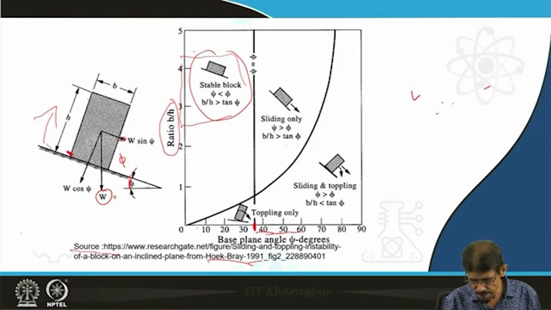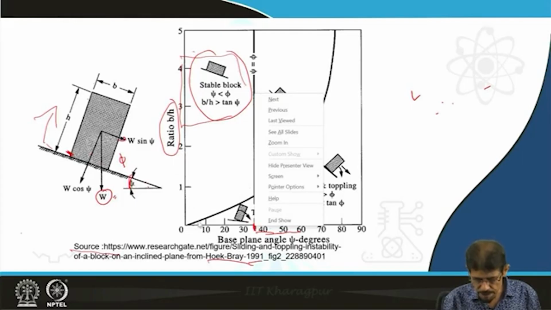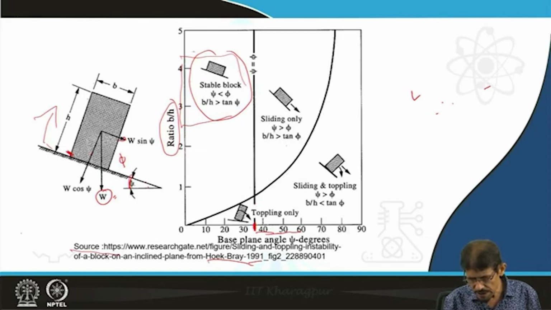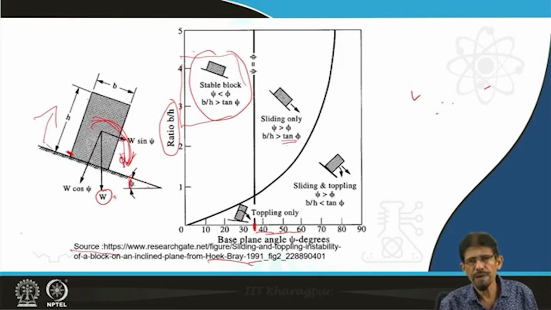However, in case of a block having an angle up to 35 degrees but a very small b by h ratio, in such cases the block starts rotating, turning down, toppling down, and we are going to get only toppling type of movements. However, when psi is more than phi but b by h is less than tan phi, tangent of the angle of internal friction, then in such a condition the blocks start sliding and toppling simultaneously. This concept was given and published by Hoek and Bray in 1991.